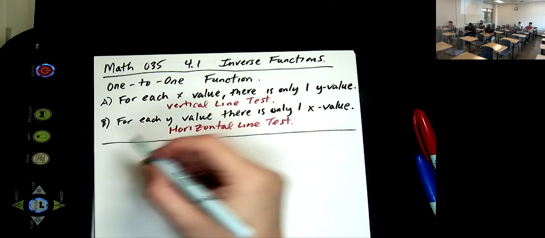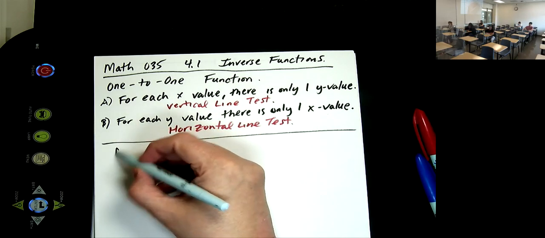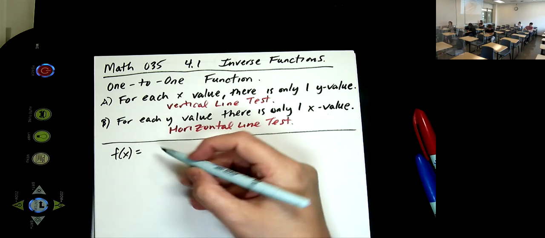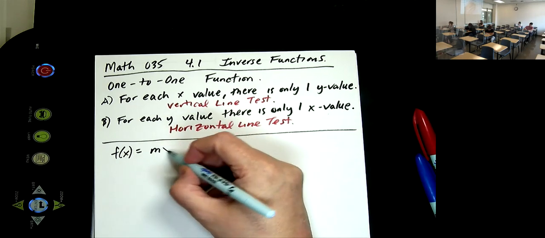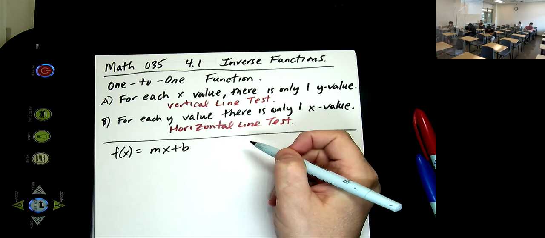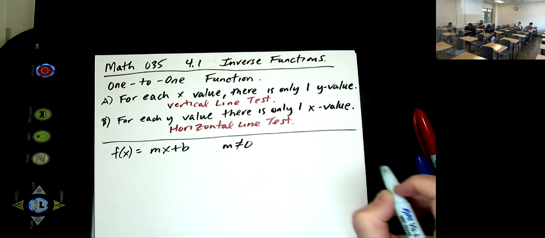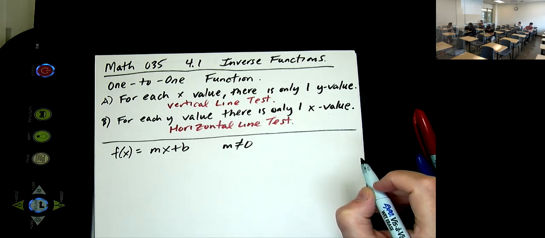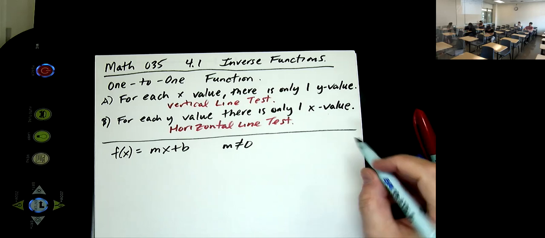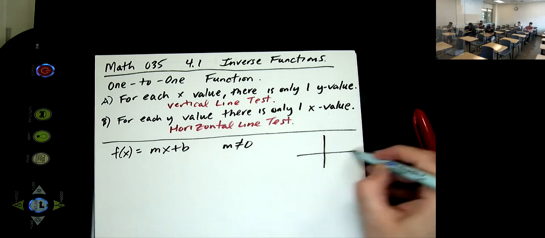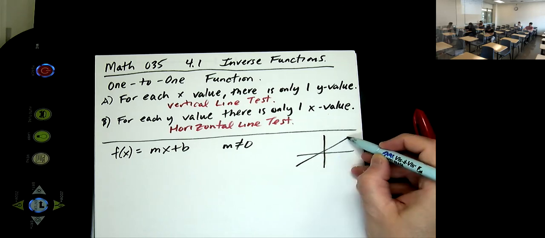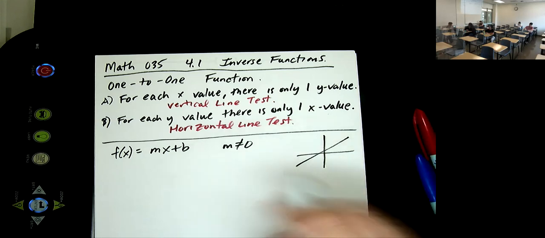So some examples of functions that are one-to-one: f of x equals mx plus b, as long as m does not equal 0. That is a line. Could be like that, could be going downward.